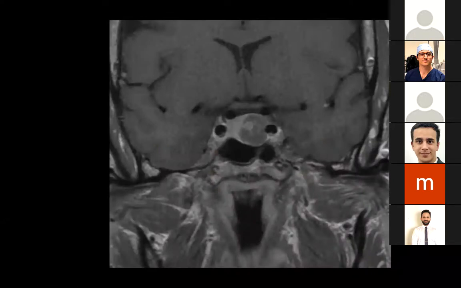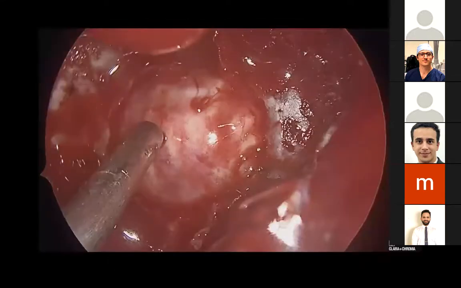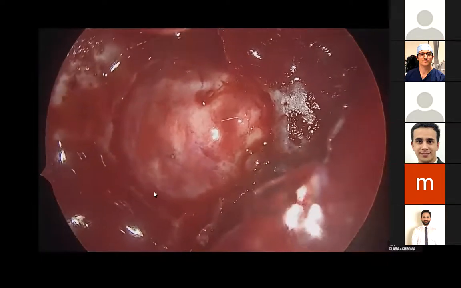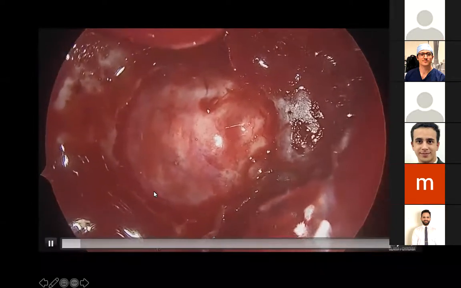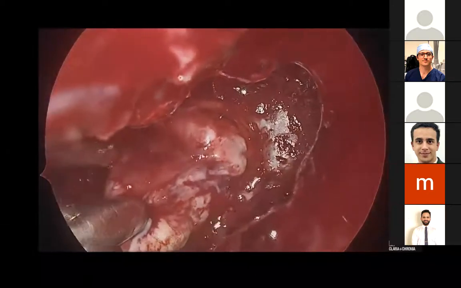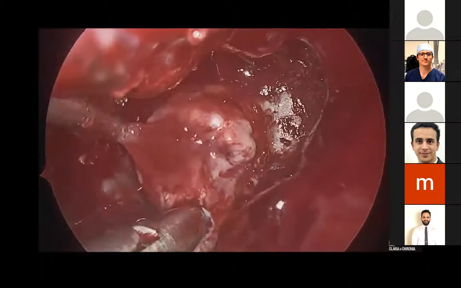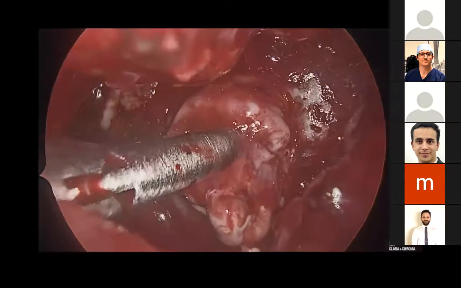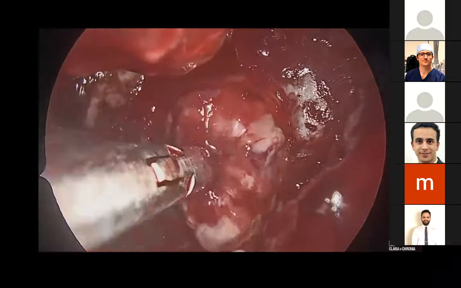So this is a case of a 53-year-old gentleman who had acromegaly, just to show that sometimes, with the pituitary, we can have most of the times a really good look at that with the endoscope. So this is opening the dura and removing the tumor. This is one of the tumors that, with gentle traction and dissection, comes almost in one piece.